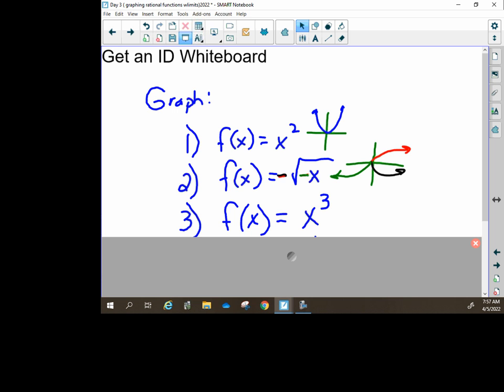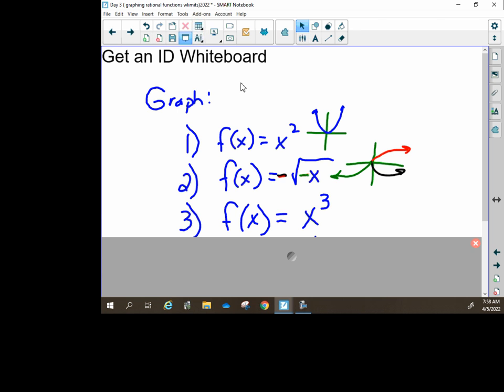Alright, go ahead and graph f of x equals x cubed. I think you're trying to get it, but it's not very good. What do you mean? Which one? Yeah, that one. Absolute value function. Absolute value is straight lines.